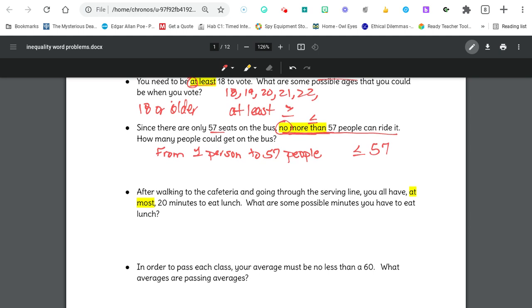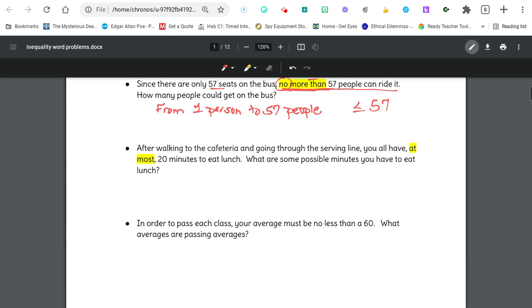After walking to the cafeteria and going through the serving line, you have at most 20 minutes to eat lunch. What are some possible minutes you have to eat lunch? And you all know if it takes a long time to get through that serving line, it shortens the time you have to eat your lunchtime. So having at most 20 minutes means you have 20. You might have 19. You might have 18, 17, so forth.